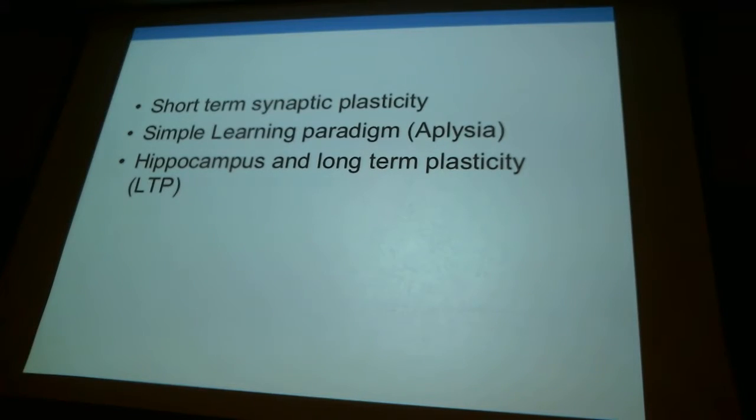Today we're going to cover three topics. One is what's called short-term synaptic plasticity. Then we're going to cover a simple learning paradigm to relate plasticity to learning and memory. And then we're going to cover a little bit about the hippocampus in terms of long-term plasticity. We'll talk more about the hippocampus when we talk about memory, so we'll skip some of the hippocampus levels. We'll use it as a petri dish for understanding long-term memory today.